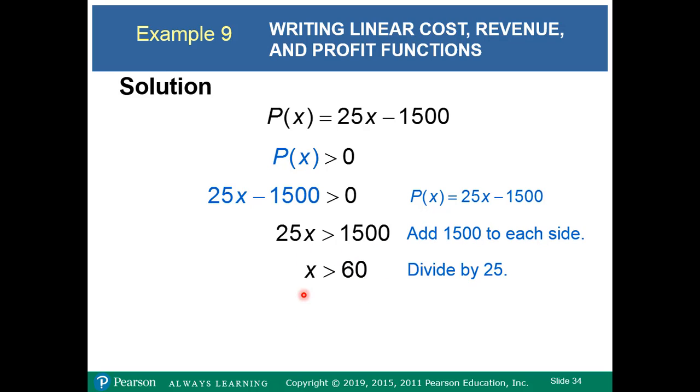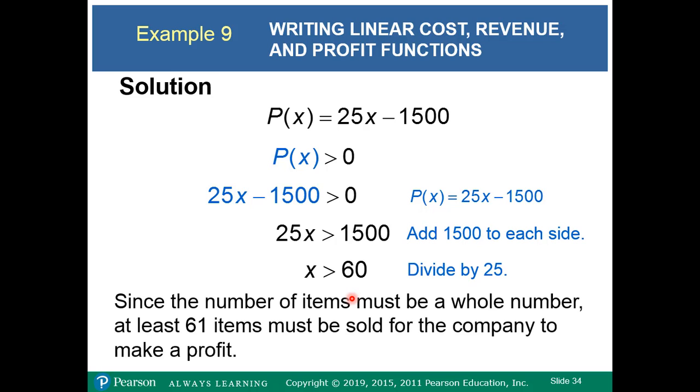So anything greater than 60, we will have a profit. If x is equal to 60, then profit is 0. And if x is less than 60, well, now we have a negative profit, or we're losing money. So 61 items or more must be sold for the company to make a profit.